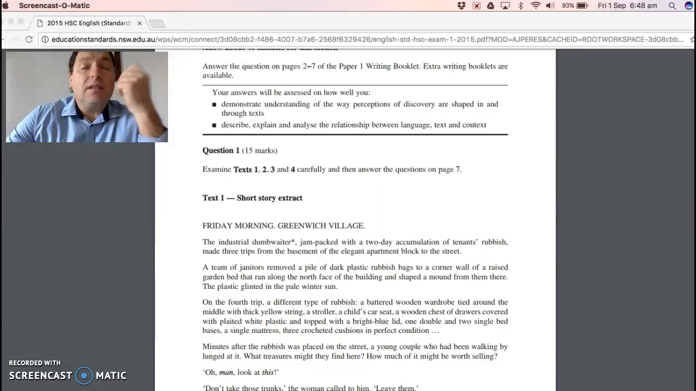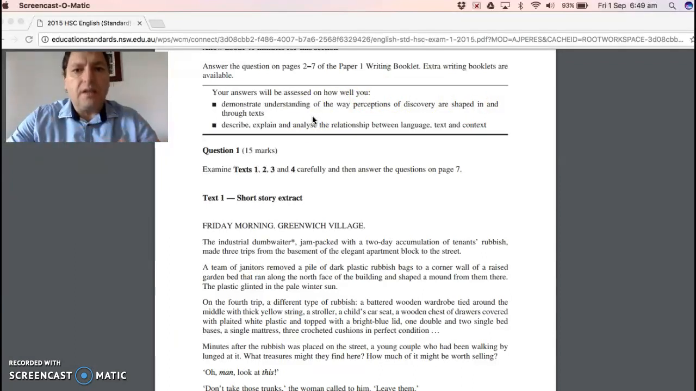The other parts of the exam, particularly the essays in Module 2, are about knowing the module, the rubrics, and the text, but this one is exam. Really, you're asked to do a couple of things here. Demonstrate understanding of the way perceptions of discovery are shaped in and through texts. The key here is shaped in and through. That is, of course, language techniques, visual techniques, how language works. Every question asks you to describe, explain, and analyse the relationship between language, text, and context. How does language work in terms of discovery? The context is discovery. That's your context.